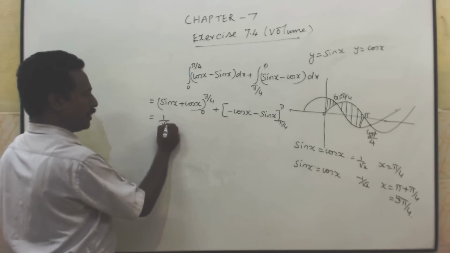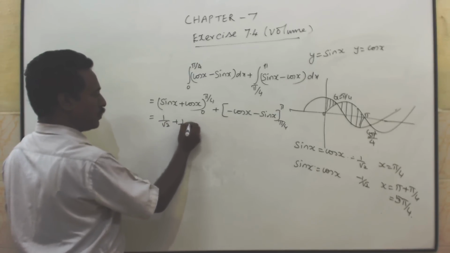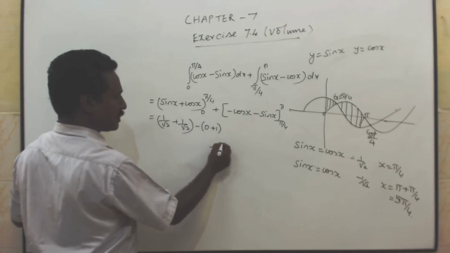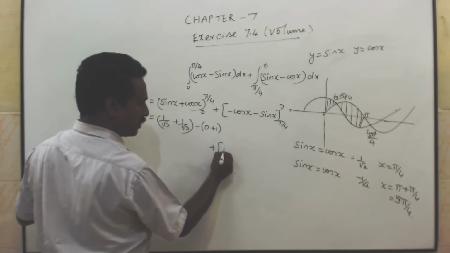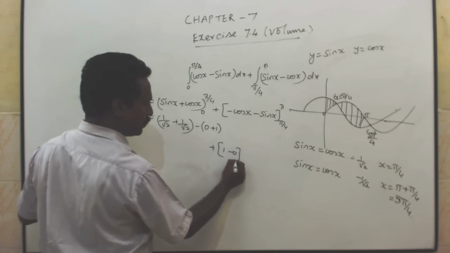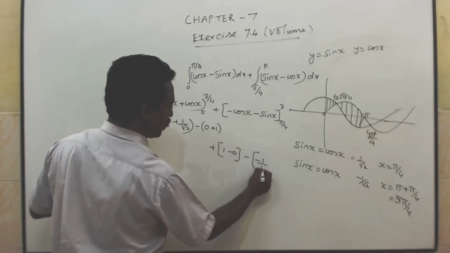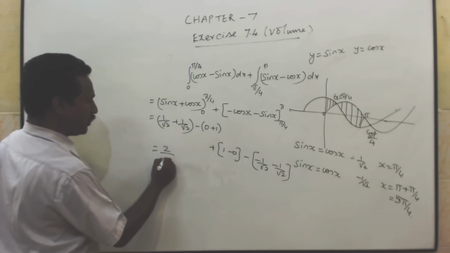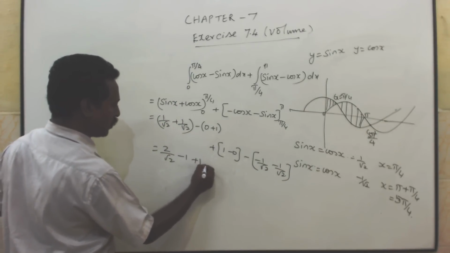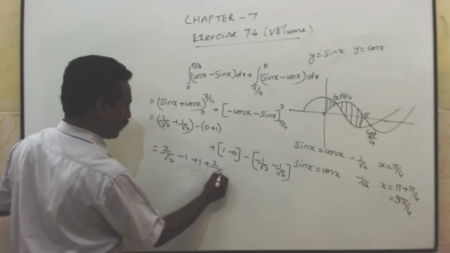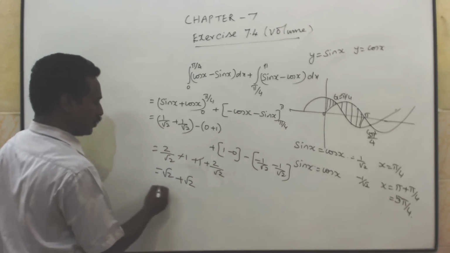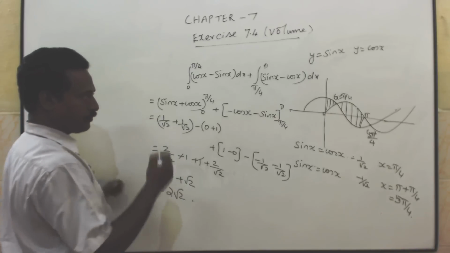Sin pi by 4 is 1 by root 2, cos pi by 4 is 1 by root 2. Sin 0 is 0, cos 0 is 1, plus. Cos pi is minus 1, that's why plus 1, sin pi is 0, minus. Minus 1 by root 2, minus 1 by root 2. That is 2 by root 2, minus 1, plus 1, plus 2 by root 2. So 2 by root 2 is root 2, plus root 2, root 2 plus root 2, that is 2 root 2.